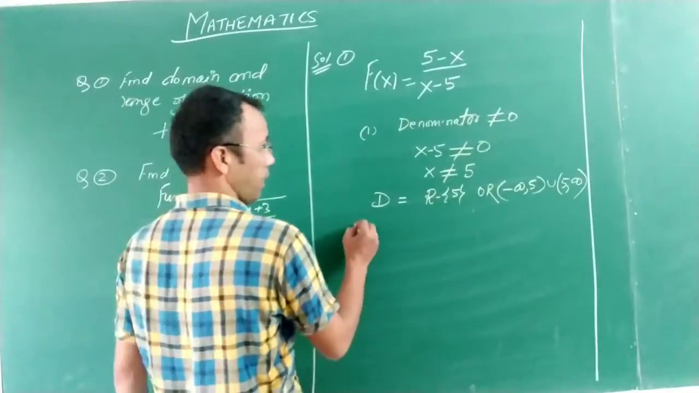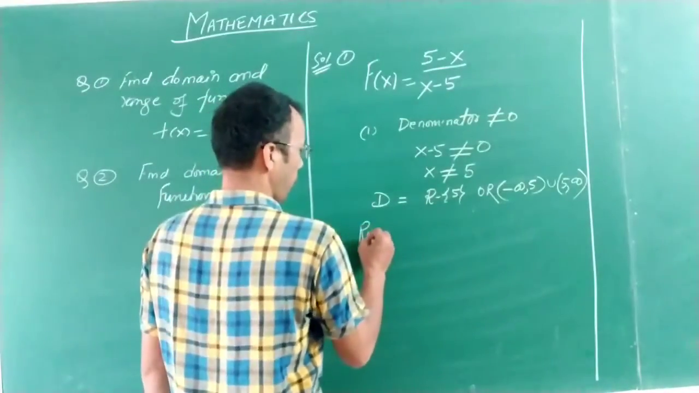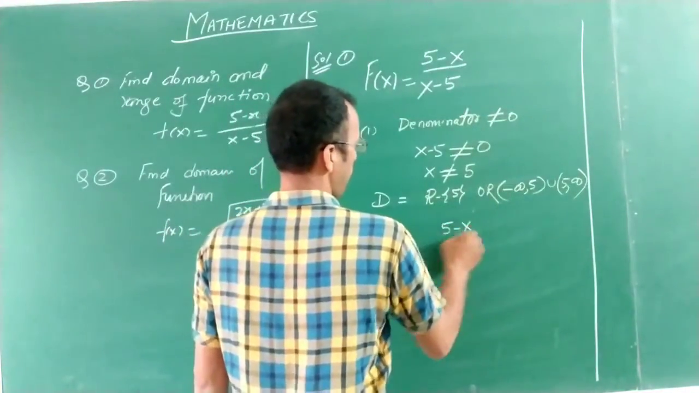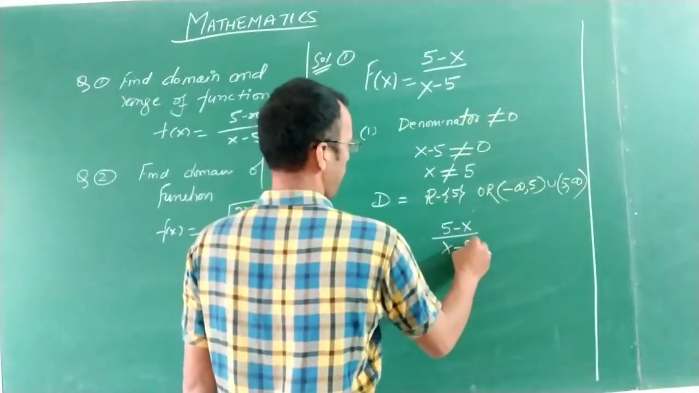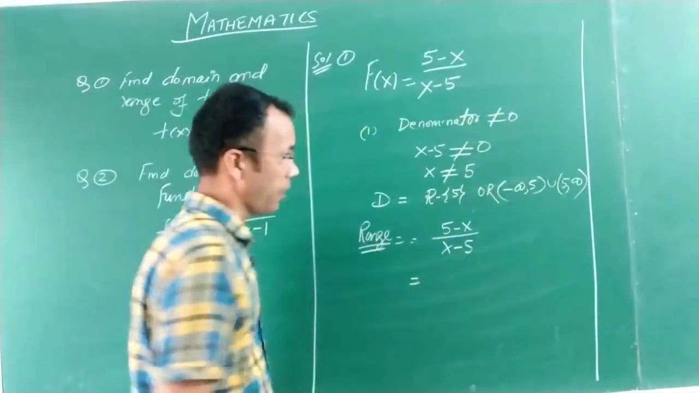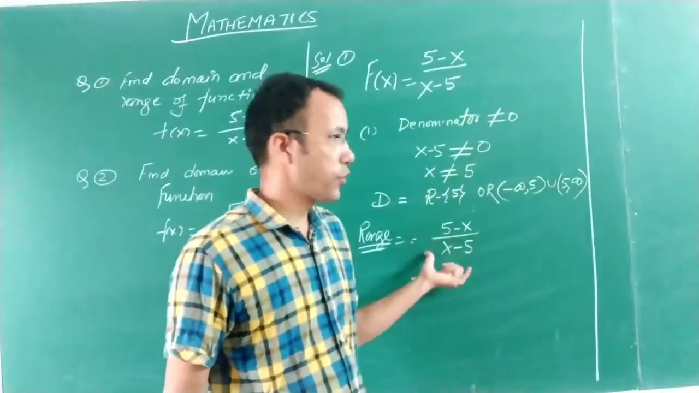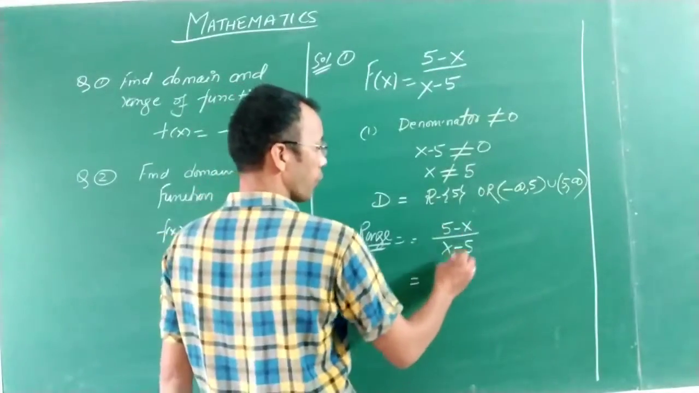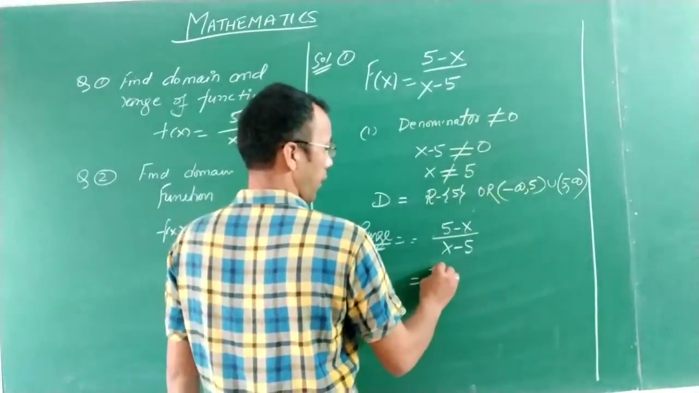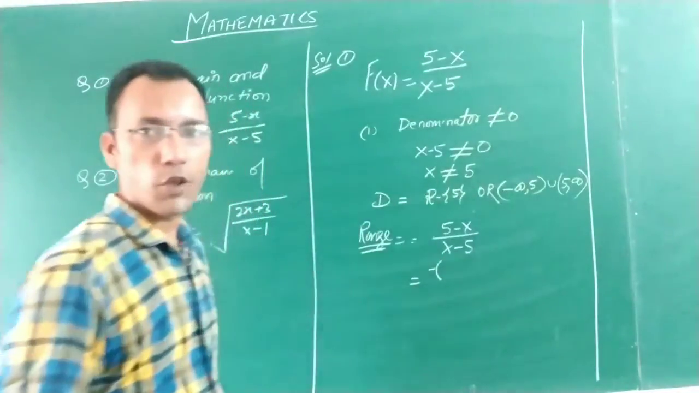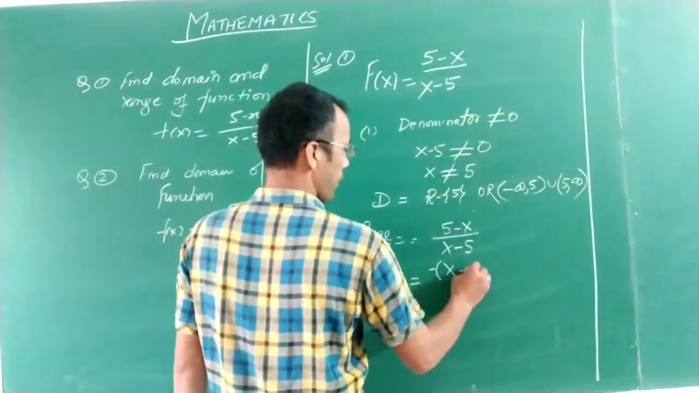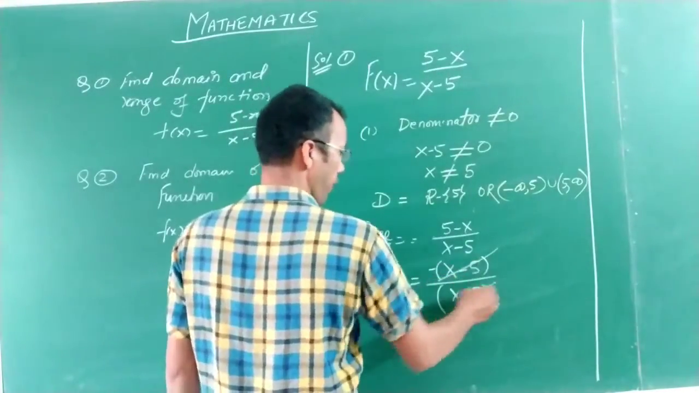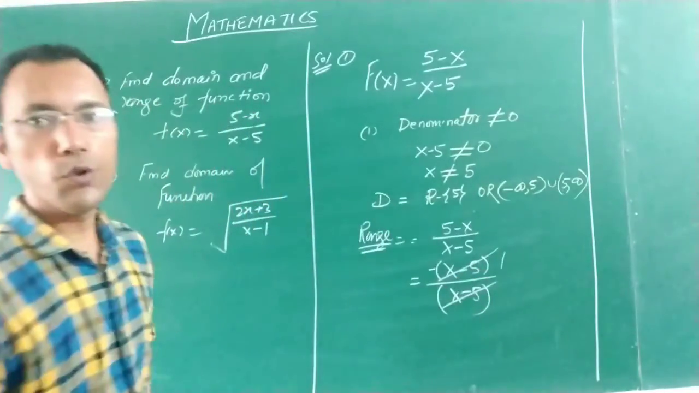Okay, for the range we need this one: (5 minus x) upon (x minus 5). If I put x is equal to 5, that is the 0 by 0 form. Now look at this: in 5 minus x, if I take minus as a common factor, then it will be minus (x minus 5) divided by (x minus 5). Then x minus 5 is cancelled out.